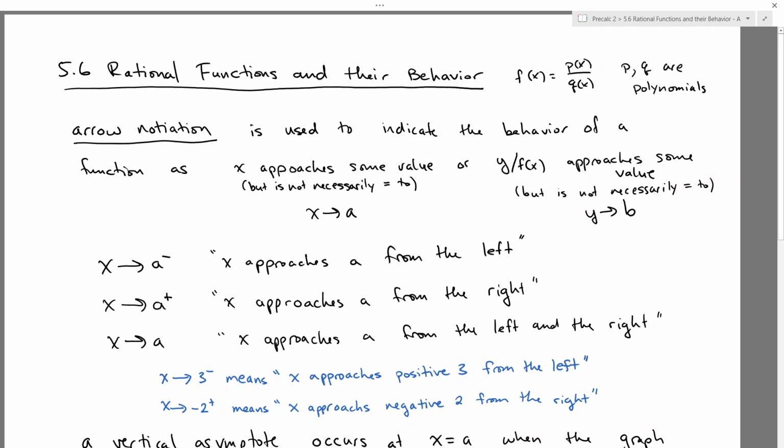One thing to notice is that when we write x arrow A, it means that x is approaching this value, but it's not necessarily equal to the value. And this becomes important when we talk about the holes in a graph. Similarly, when we write y arrow B, y is approaching some value, but it's not necessarily equal to that value.